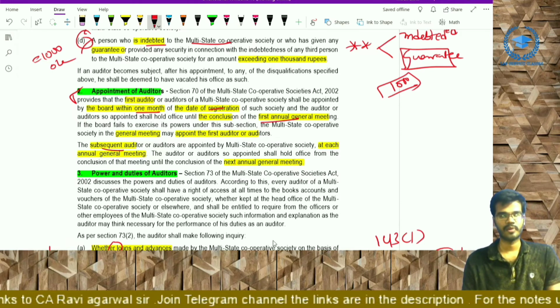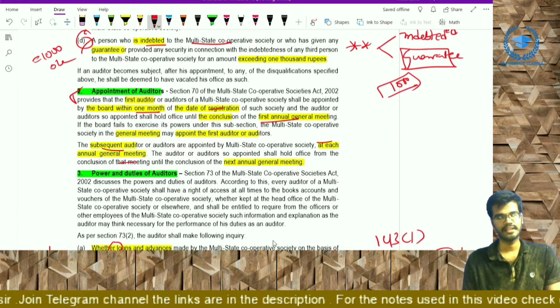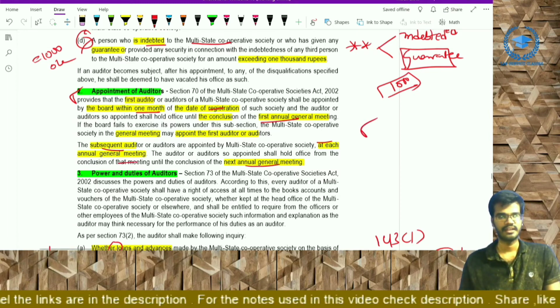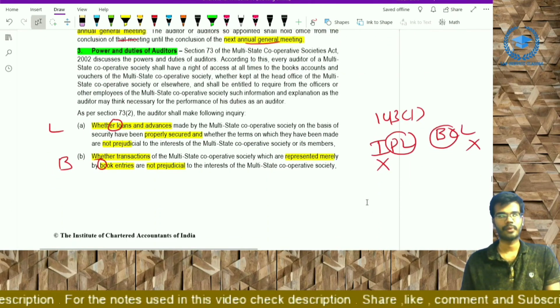And the subsequent auditors are appointed at each of the general meeting. The conclusion will be the next AGM. This is the appointment of auditors. And coming to our powers, right? Powers and duties of auditor.